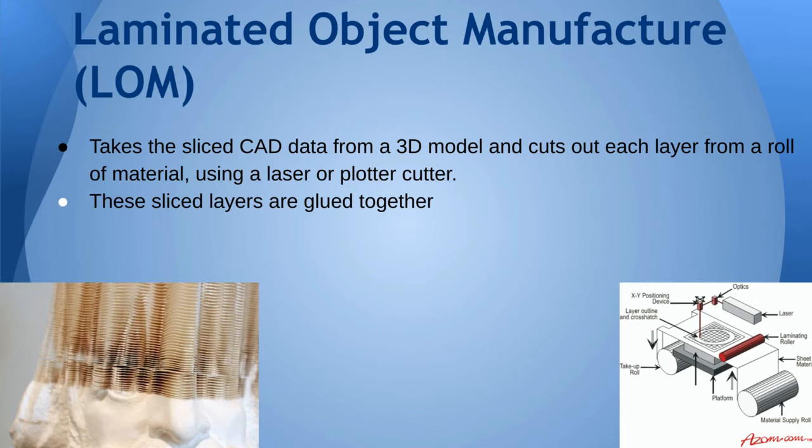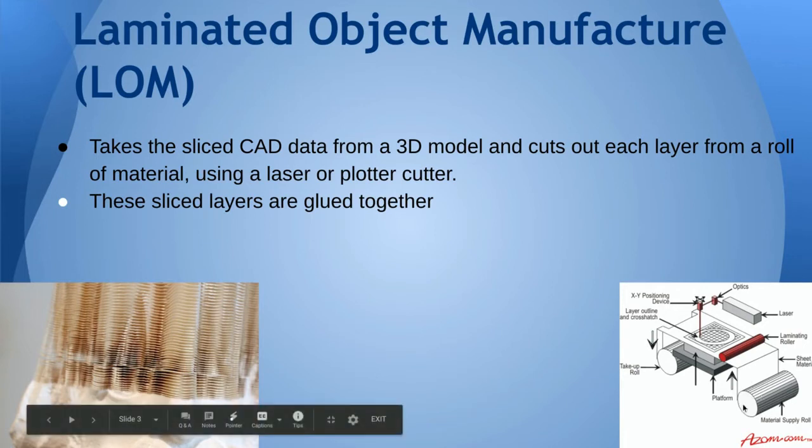All right, laminated object manufacturing. I've never actually seen this, and I think this might be more old school, but it's still in the curriculum, so let's look at it. LOM, laminated object manufacturing, basically takes sliced CAD data from a 3D model and cuts out each layer from a roll of material using a laser or plotter cutter. Then these sliced layers are glued together.